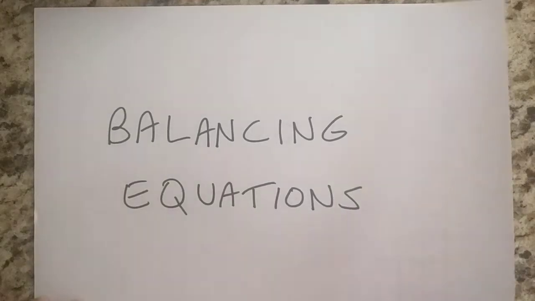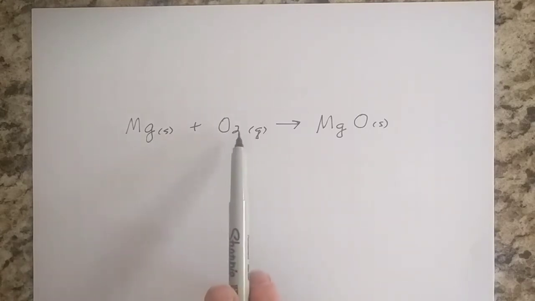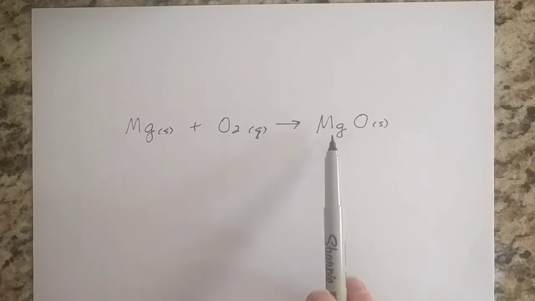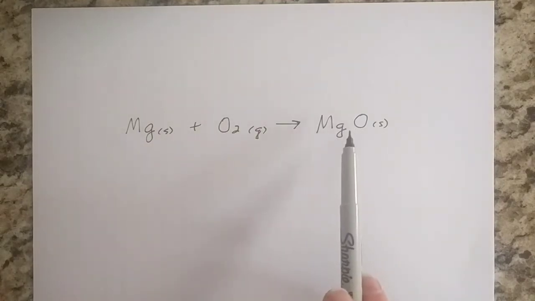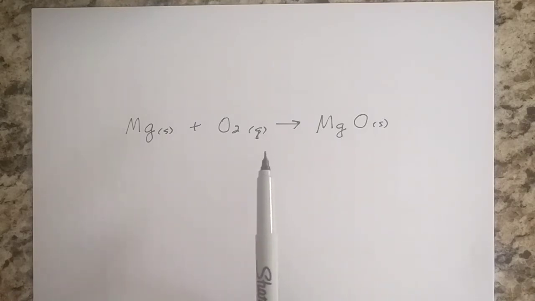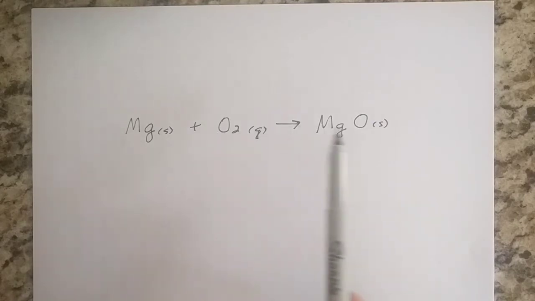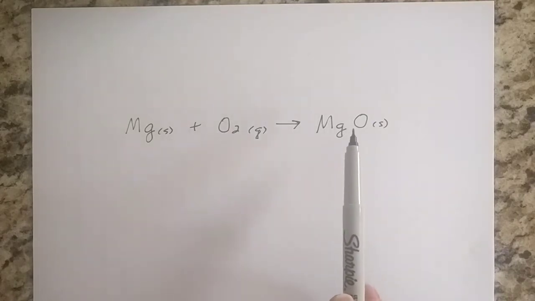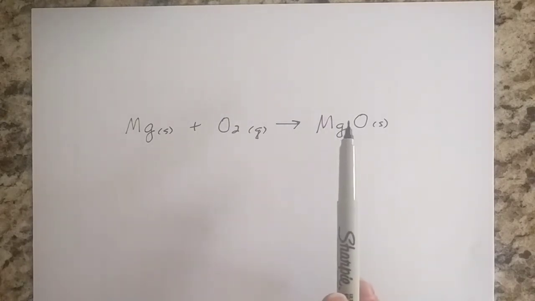Balancing equations. We represent a chemical reaction with a chemical equation. For this reaction, we have some solid magnesium combining with some oxygen gas to give us the compound magnesium oxide. So we have our formulas for all of our substances, our two reactants and our one product. We need to balance the equation such that the number of atoms on the left of the arrow equals the number of atoms to the right of the arrow. Law of conservation of mass: whatever we start out with, we have to end up with.